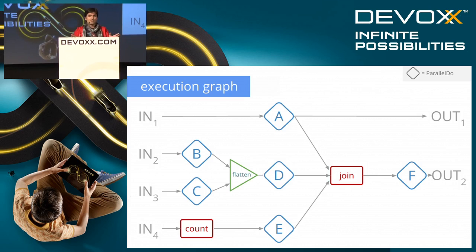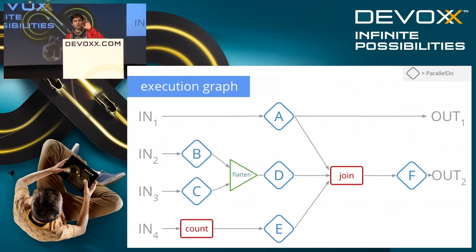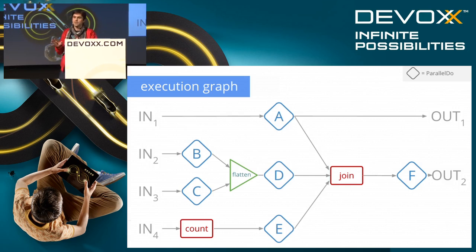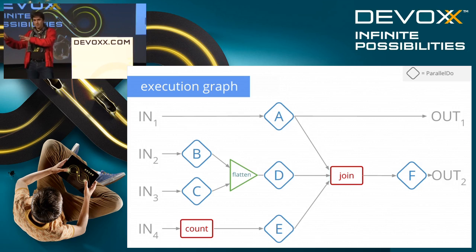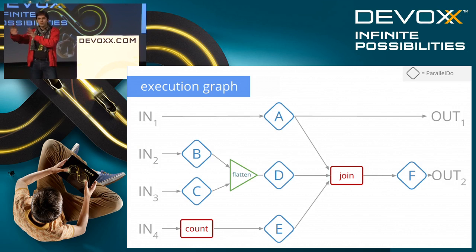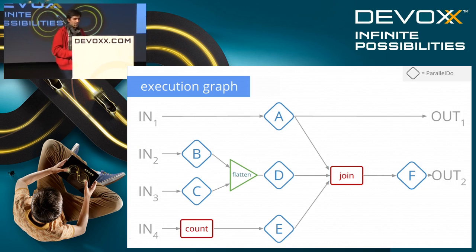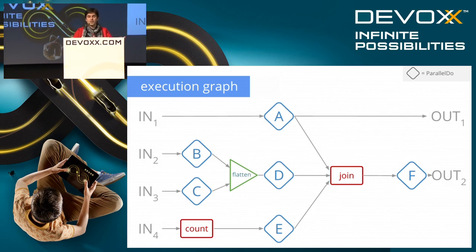Once we have this graph, we will be able to optimize it. So I will go through the optimization steps. Once it is optimized, we are ready to deploy this on MapReduces in production. Let's take an example.